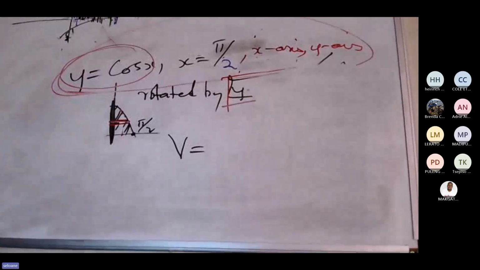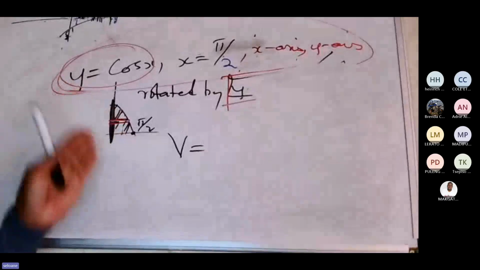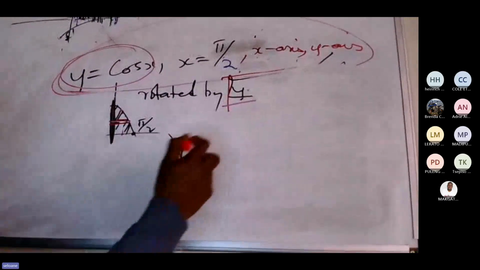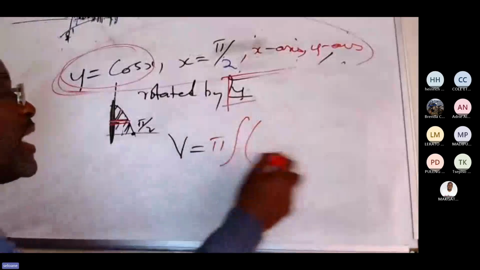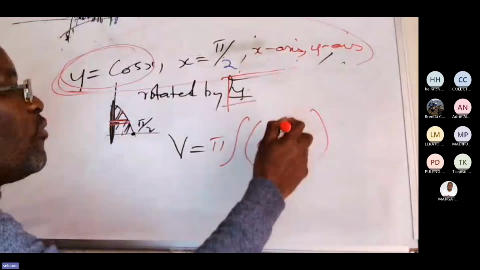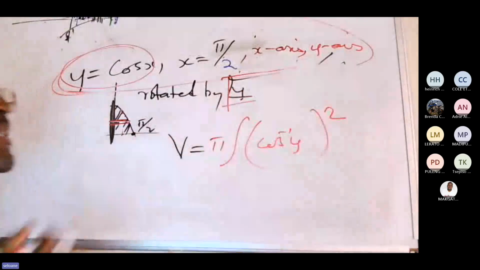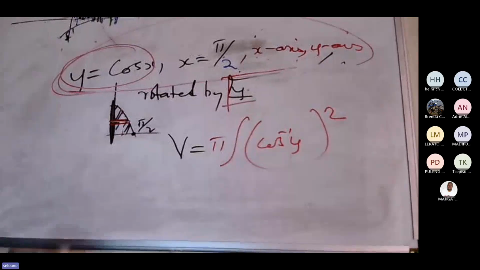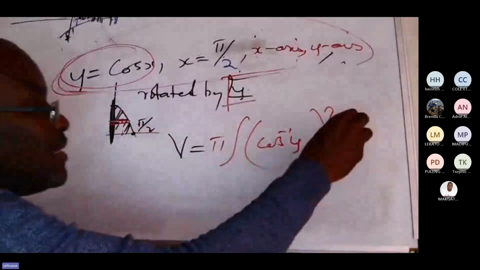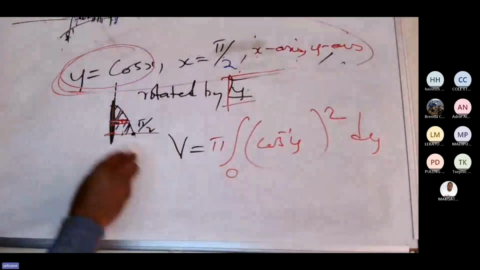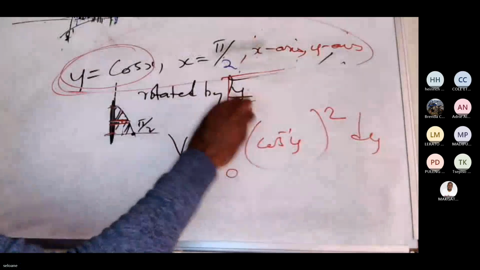Making x the subject gives inverse cos of y. Therefore, it will be pi, the integral of inverse cos of y, squared, dy, from where y is 0 up to y is 1.